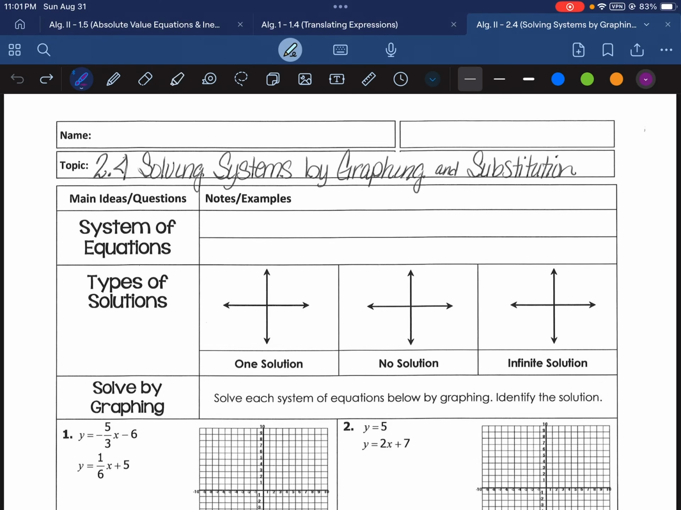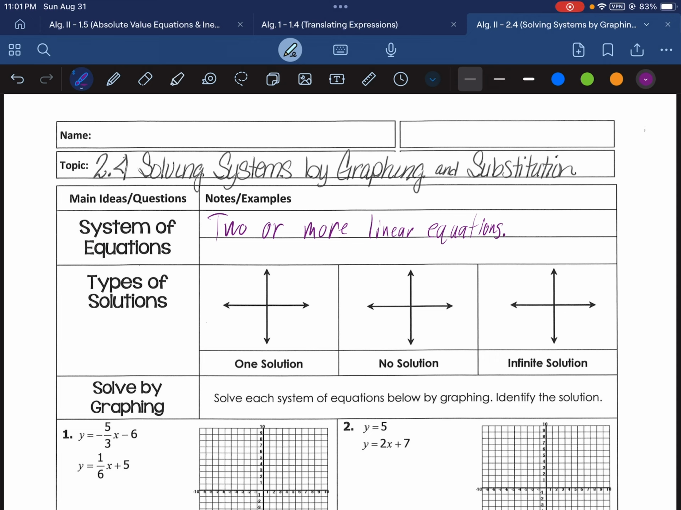Welcome everybody to Algebra 2, Section 2.4, Solving Systems by Graphing and Substitution. So let's first define what a system of equations is, and that is two or more linear equations. The honors classes will cover 3 linear equations in a system, but the non-honors classes, the regular classes, will only cover two linear equations in a system.